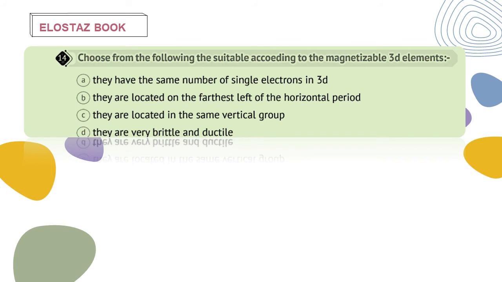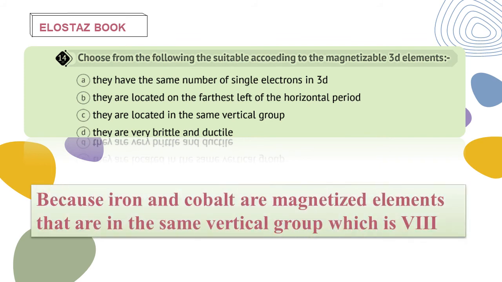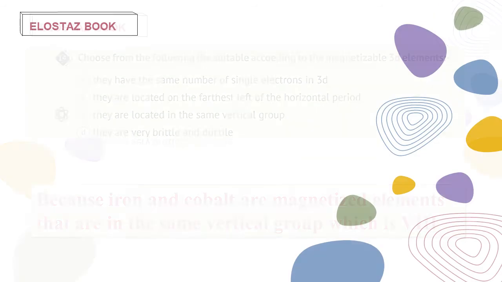If we discuss the answer, we said that the elements that can be magnetized, making it a magnet, belong to the column or group VIII. So the iron and cobalt will be the magnetized elements that are in the same vertical group VIII. So the right answer here will be letter C, they are located in the same vertical group. Let's go to question 15.